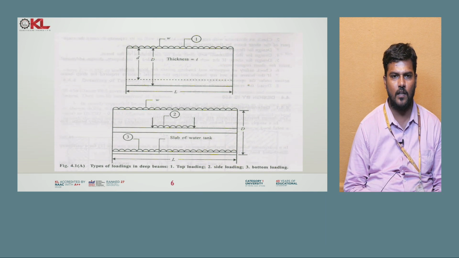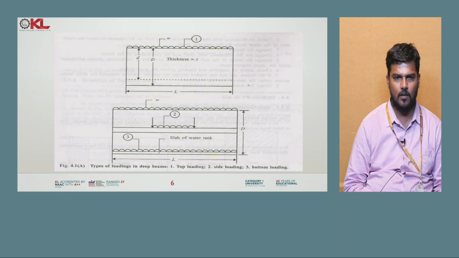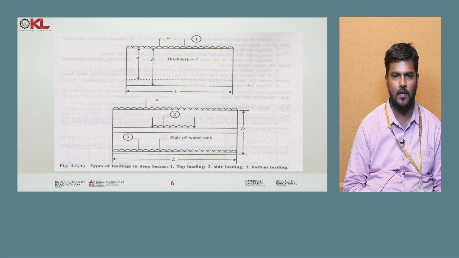And if you see the general notation here, small d is the normal length and capital D is the overall depth, while the effective depth, W is the load and T is the thickness, and you can see here L is the length.